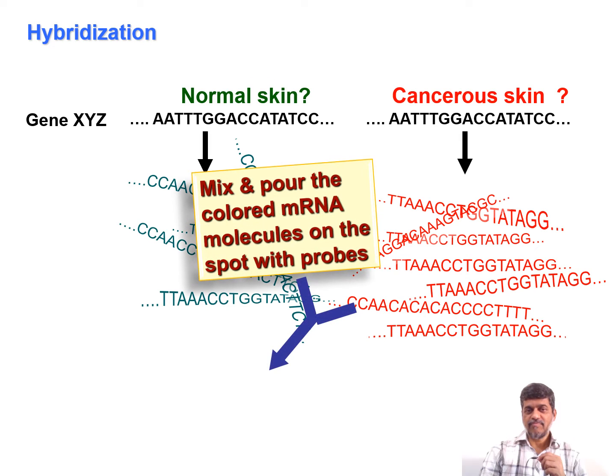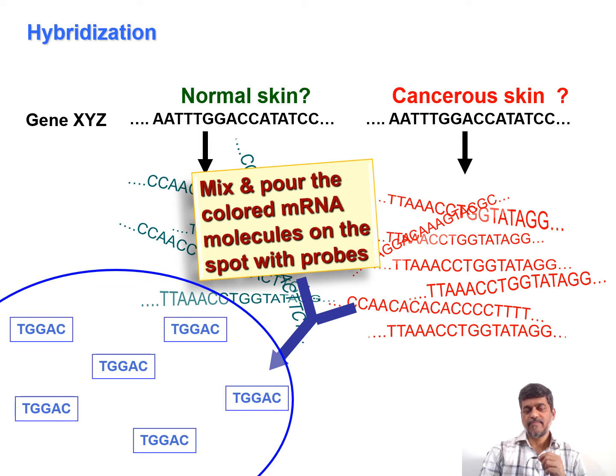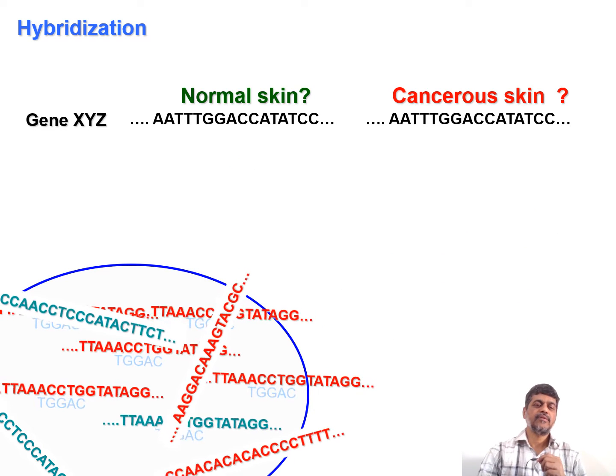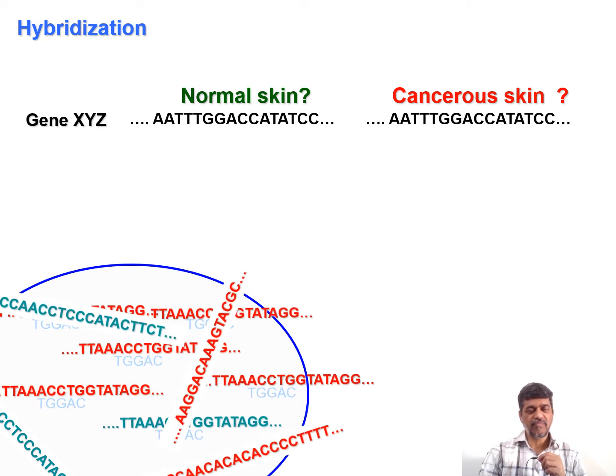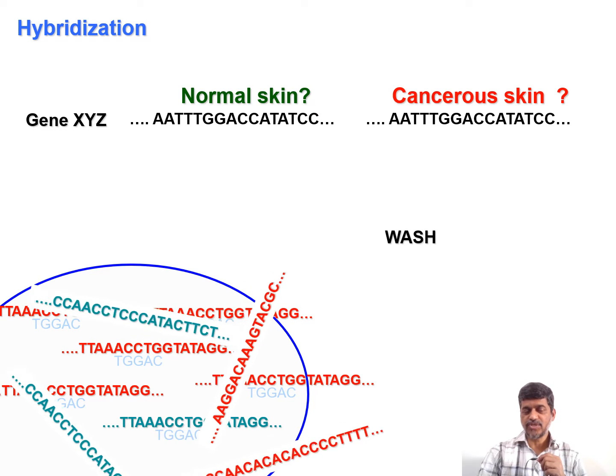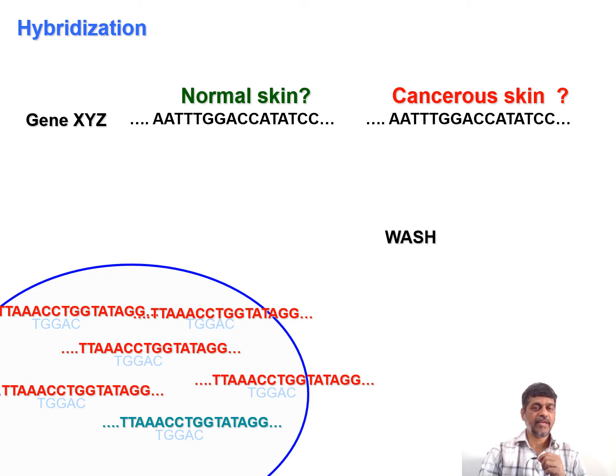When we hybridize now, when we mix them and pour on the spot, they will compete. The mRNA molecules corresponding to that gene XYZ will compete with this probe. The mRNA molecules will be binding, something else may also bind, but when I wash, all the non-specific binding will be removed, only the specific binding will remain.